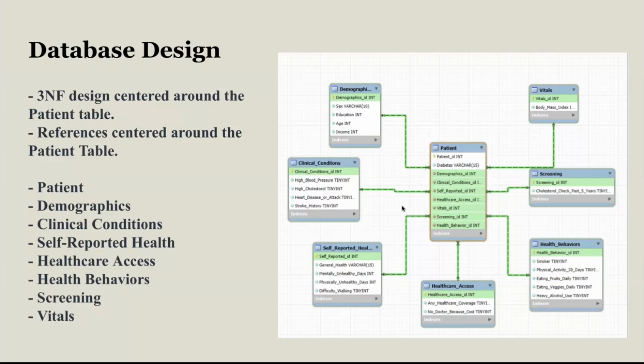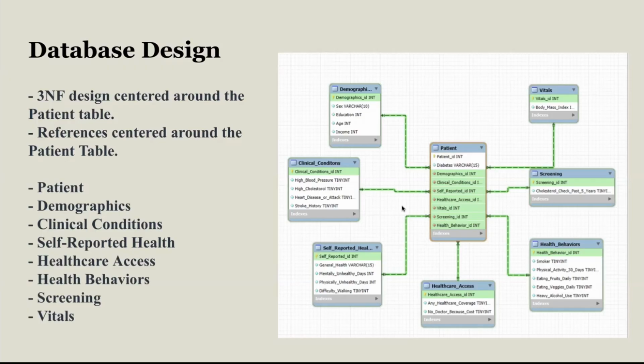The database follows a 3NF design centered around the patient table. The references to the other tables are all centered around the patient table. The patient table is the core table and holds the diabetic status data. The demographics table holds the sex, education, age, and income data. The clinical conditions include if they have high blood pressure, if they have high cholesterol, if they've had a history of a heart disease or an attack, and if they have a stroke history.